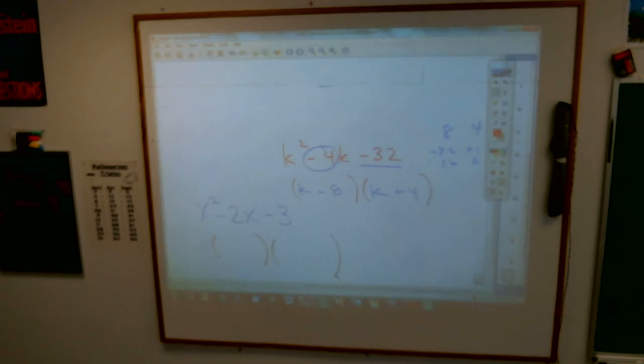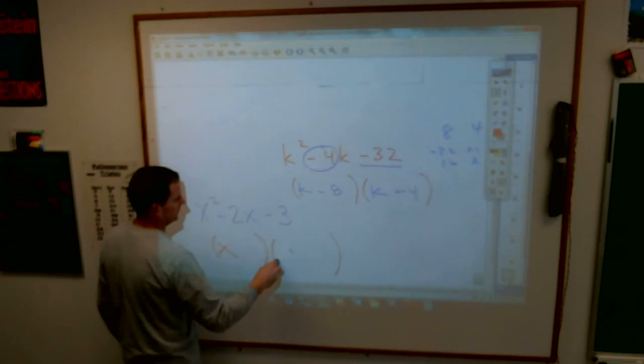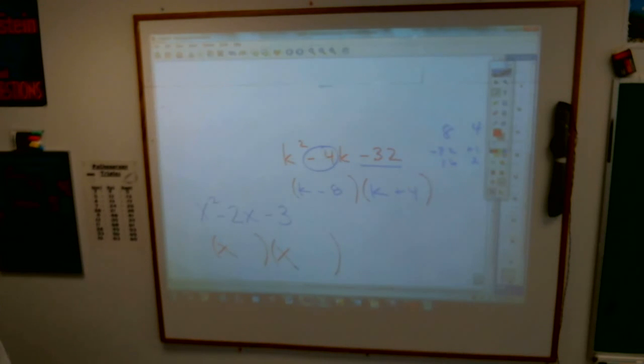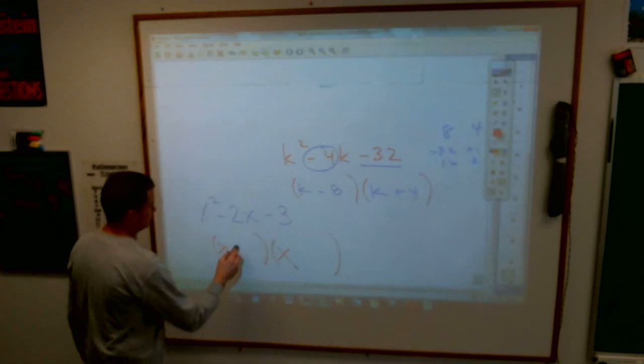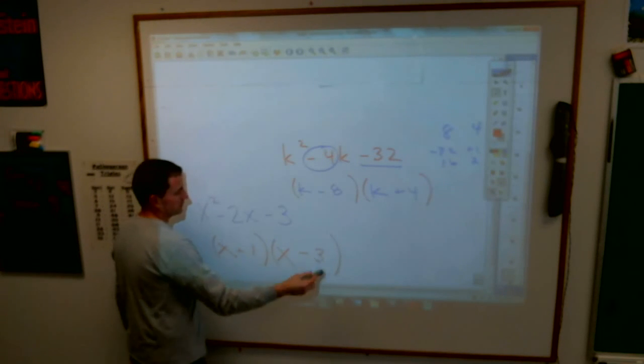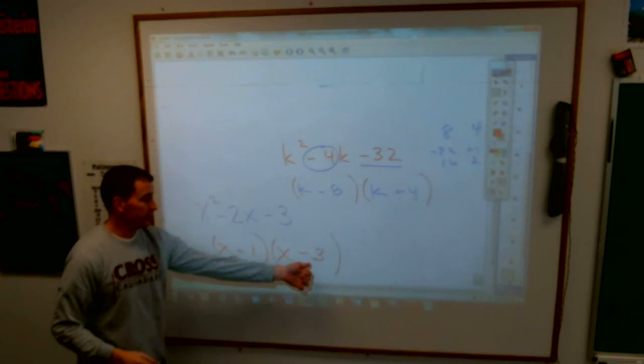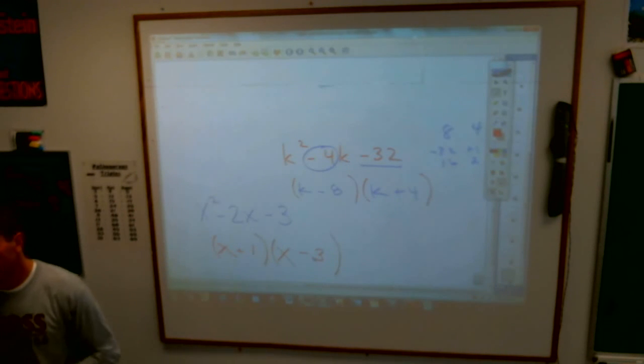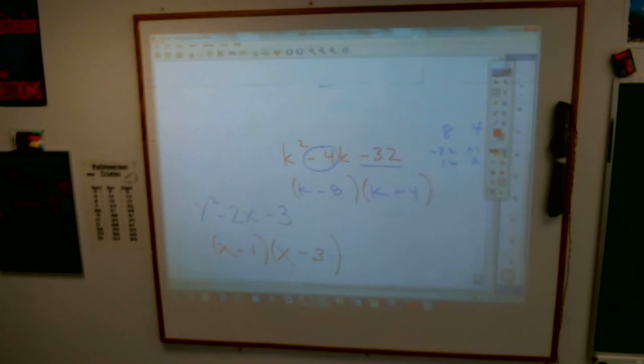We come up with an answer. I'm pretty sure you probably got the x. Yeah. What times what gives you negative 3 and when you add it together gives you negative 2? David Swenson? X plus 1 times x minus 3. When you multiply those, do you get negative 3? Yes. When you add them, do you get negative 2? Yes, on all counts. Everybody kind of happy with that?